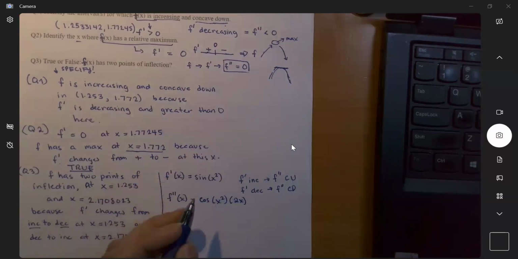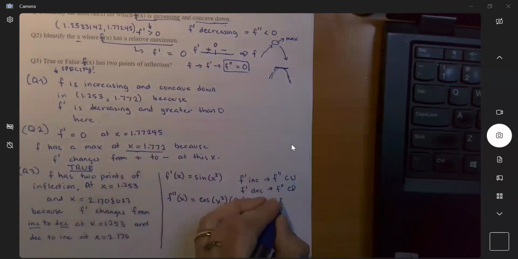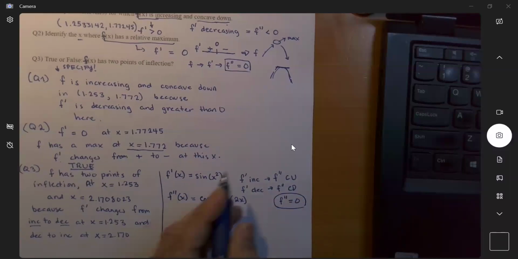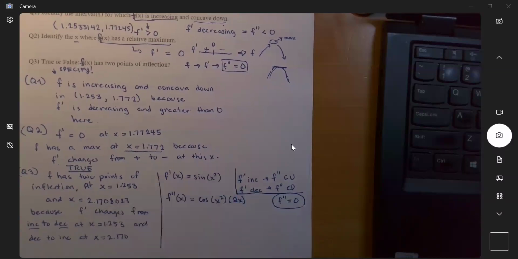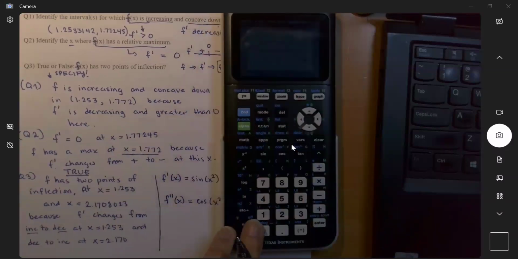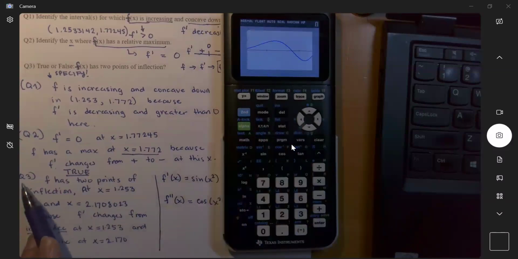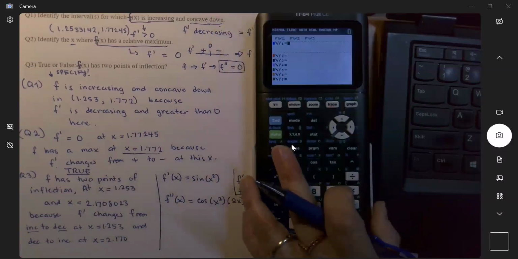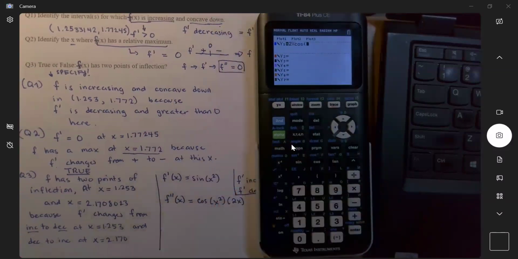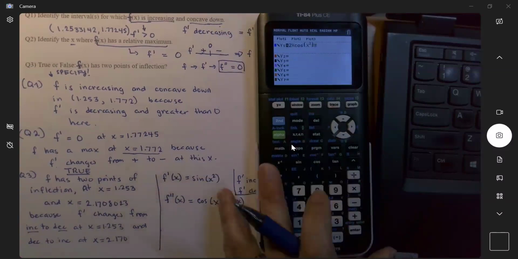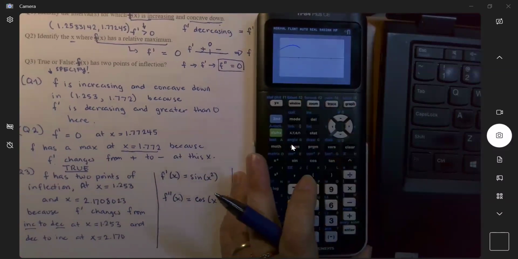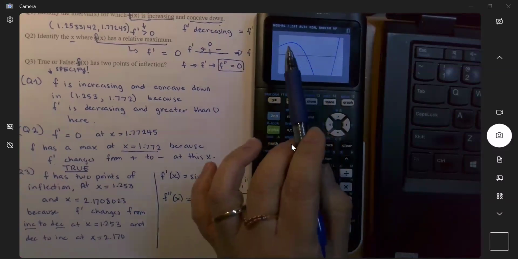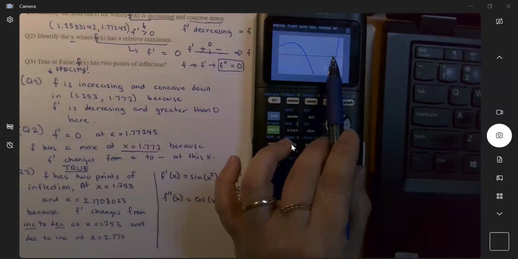Find out where the second derivative is crossing the x-axis. Okay, so let us do that. Enter that function in. This is the same as Q3. Okay, so I'm going to change my function. This time I'm going to do 2x cosine x squared. Close. And then graph. And then we want to look at where it crosses the x-axis. There you go. f double prime is 0 here, and it's 0 there.